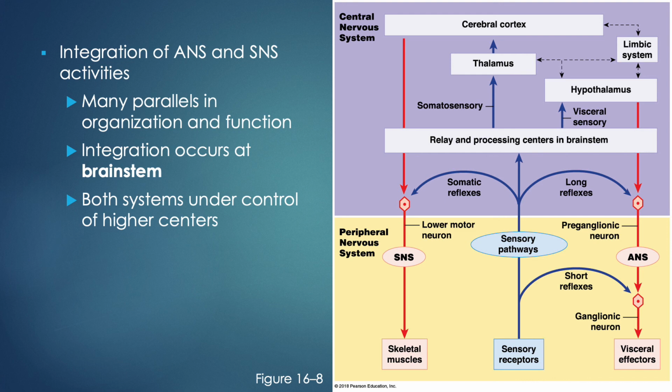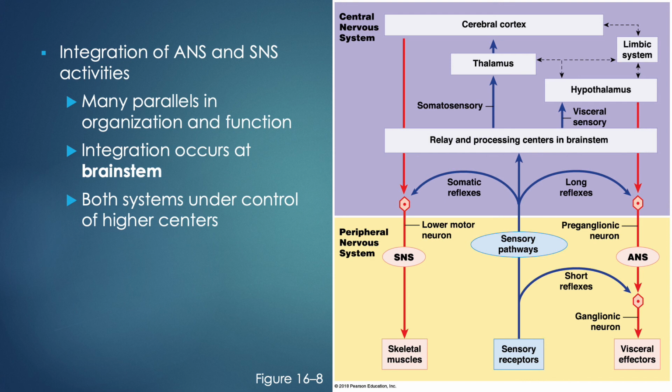And the more complex we go, the higher up we go in the central nervous system channels or layers that you can see here. So this image is showing us the integration of the autonomic nervous system and the somatic nervous system activities. And you can see there's a lot of parallels in the way things are organized and the way things function. But the key take-home here is that integration of these functions is going to occur at the level of the brainstem, and that both the autonomic nervous system and the somatic nervous system are under control of higher centers, as you see here.